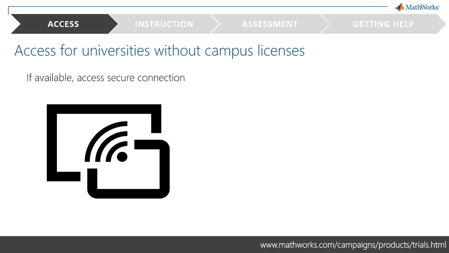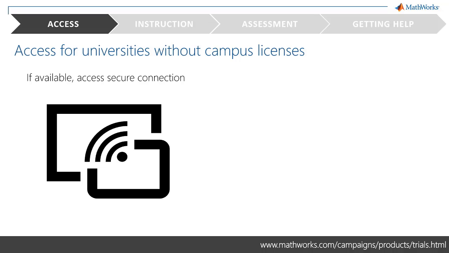If your university license does not allow for downloads, don't worry. You still have access solutions. If you can access MATLAB through your university, but only while on campus, you can establish a secure connection to the university's network and continue to use MATLAB. Your IT department website should have instructions on how to do this.